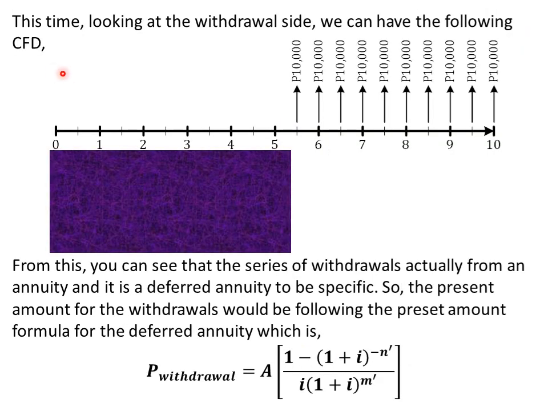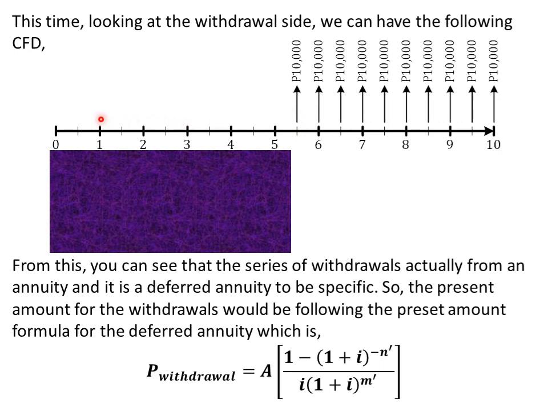Okay, now this time looking at the withdrawal side, we can have the following CFD. So we have analyzed the deposit side, now we are on the withdrawal side. If you look at the withdrawal side, from this you can see that the series of withdrawals does not form an ordinary annuity; it is a deferred annuity to be specific. Why a deferred annuity? As you can see, if you just look at your withdrawals, setting aside the deposits, your first withdrawal is made on, let's say, the 5.5 year, right?